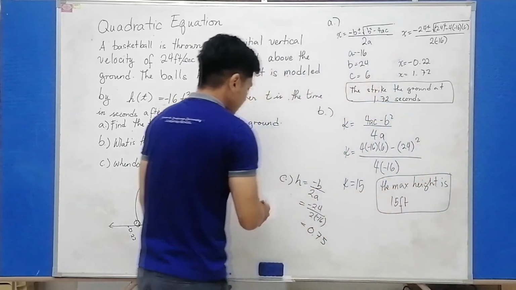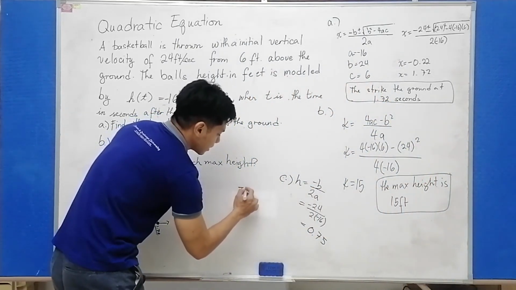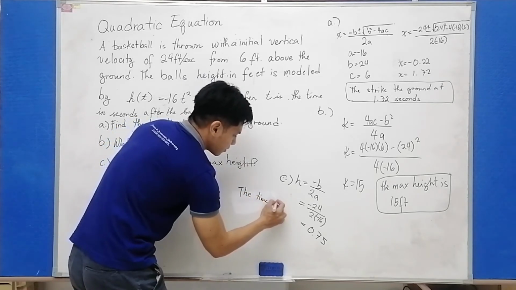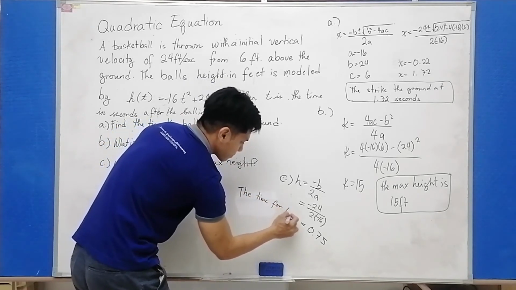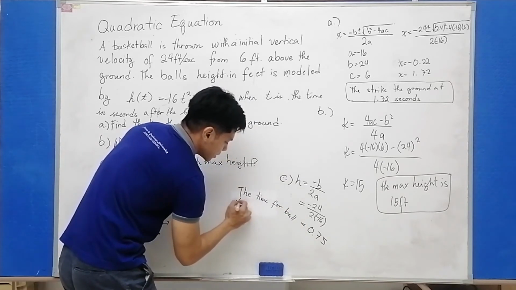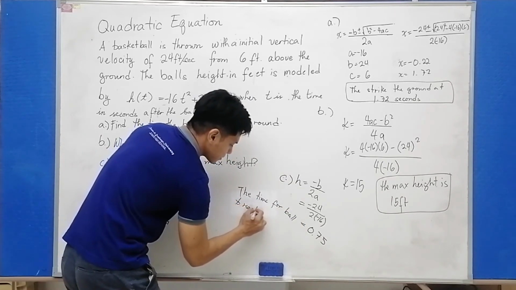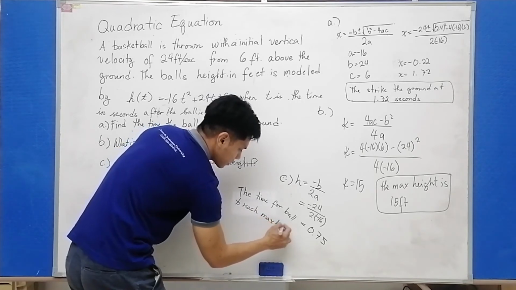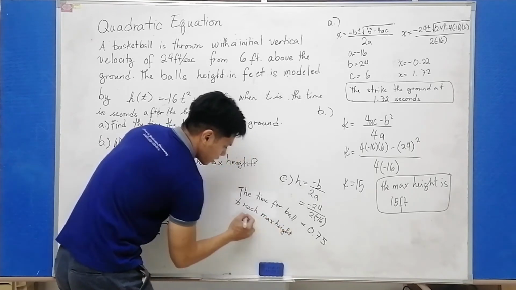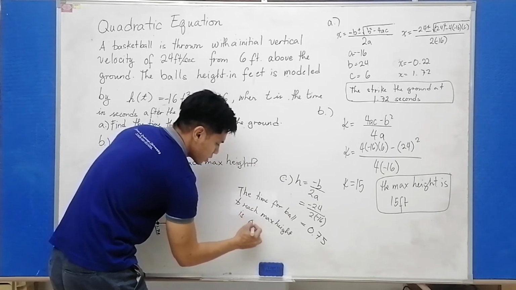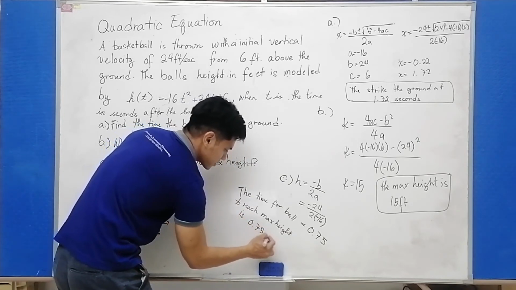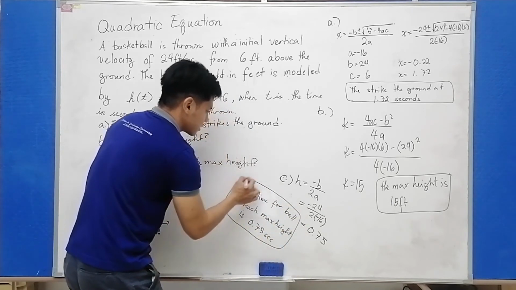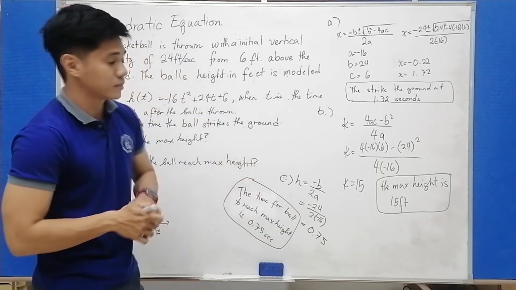So I will write it here. The time for the ball to reach max height is 0.75 seconds. So these are our three answers in solving this projectile motion problem.